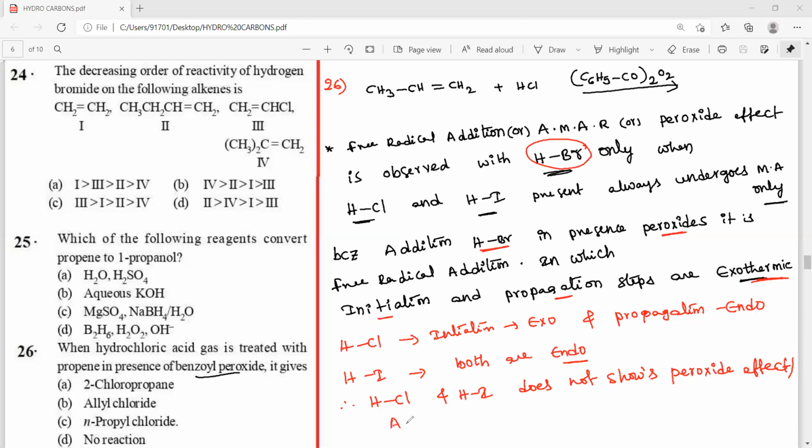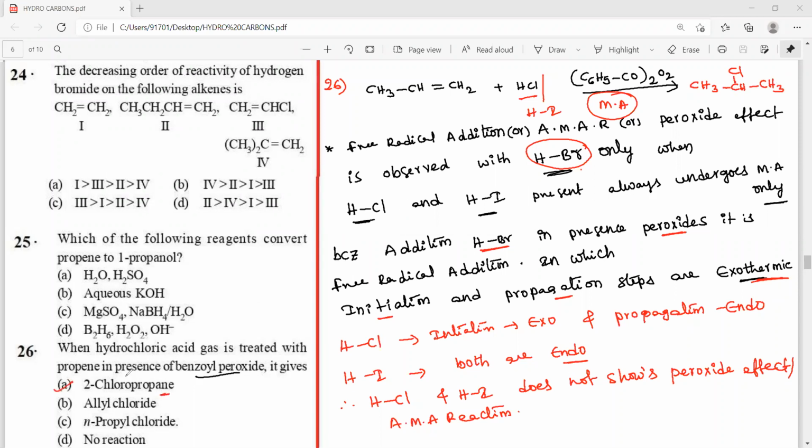or anti-Markovnikov addition reaction or free radical addition reaction. So the free radical addition reaction or anti-Markovnikov addition reaction is possible with HBr only, whereas even if peroxides are present, but HCl or HI is present, then it undergoes Markovnikov addition reaction only. Because the peroxide effect is not observed, the product is CH3 CHCl CH3. 2-chloropropane is the product only.